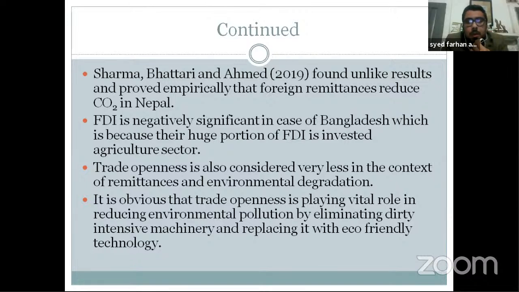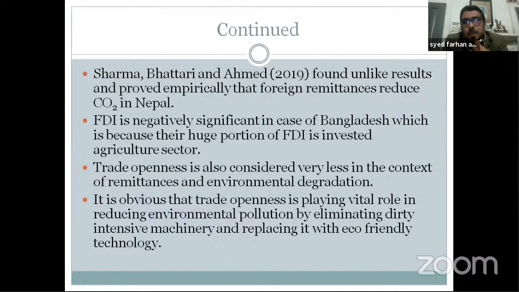All they are using maybe in agriculture or other purposes in organic terms. So FDI is negatively significant in the case of Bangladesh, which is because a huge portion of FDI is invested in the agriculture sector. Similarly, FDI can also have a negative impact, like remittances in the case of Nepal. So it's different from country to country.